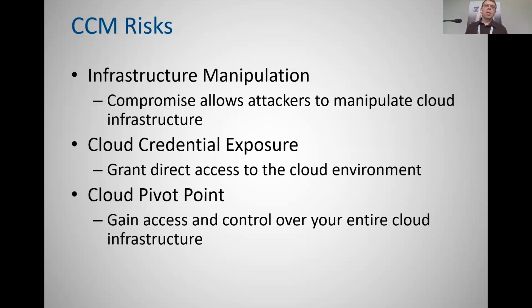What risk? Infrastructure manipulation. If an attacker is able to compromise CCM, he will be able to manipulate your cloud infrastructure, for example to allocate additional VMs, and you will see a huge bill in the end. CCM stores cloud API credentials, the credentials you use to access the cloud, which should be secured. If you don't store them in a secure way, an attacker will be able to access these credentials and once again access your cloud environment. It will be a pivot entry point and will control your entire cloud infrastructure.